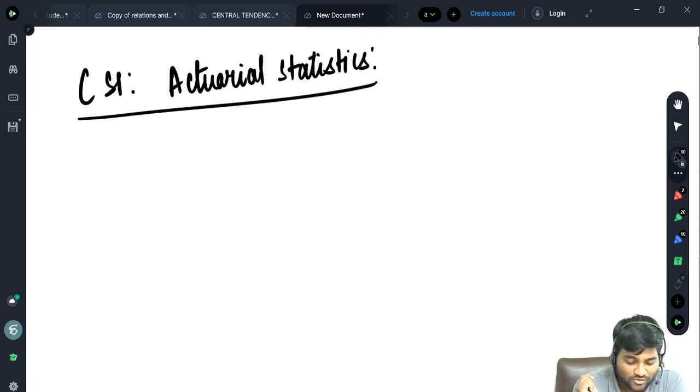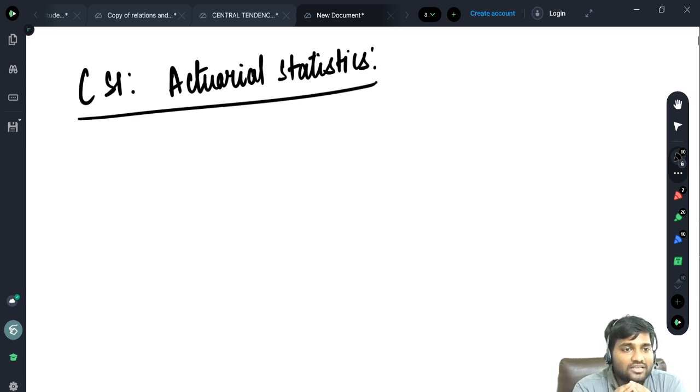Today is your first class on CS1 Actuarial Statistics. I hope many of you have previously studied for one or more exams. Now, in CS1, you will be taught all the statistics from scratch. We'll study basic probability, random variables, distributions, and generating functions.